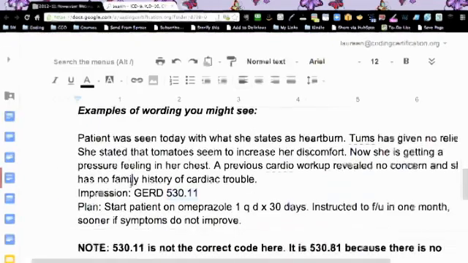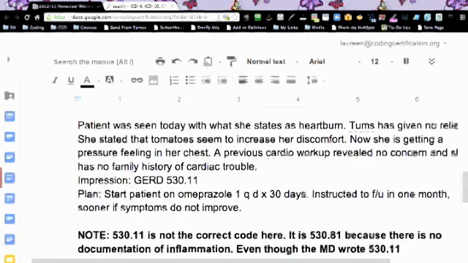Patient was seen today with what she stated was heartburn. Tums has given no relief. She states that tomatoes seem to increase her discomfort. Now she's getting a pressure feeling in her chest. Previous cardio workup revealed no concern, and no family history of cardiac trouble. Impression. So this is where he puts his diagnosis. Sometimes they won't say diagnosis. This is his impression, and he says GERD 530.11. Some coders will just say, okay, he said 530.11.